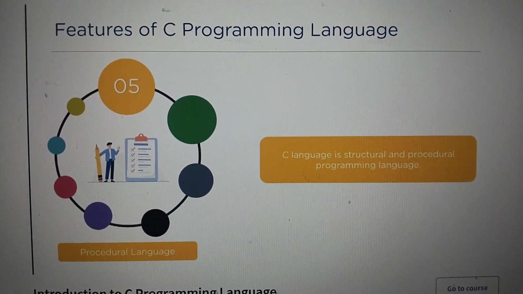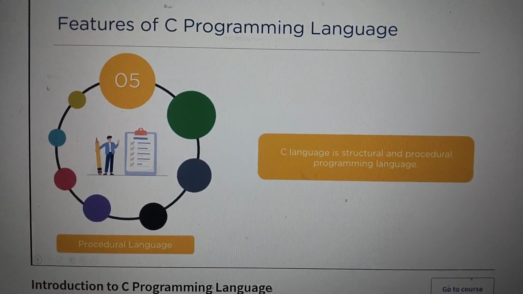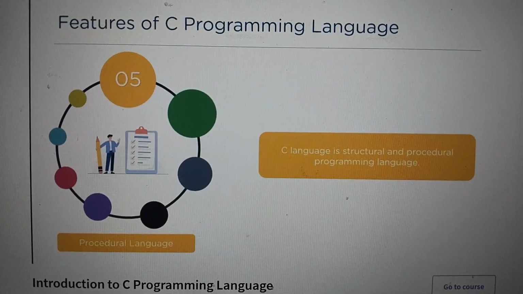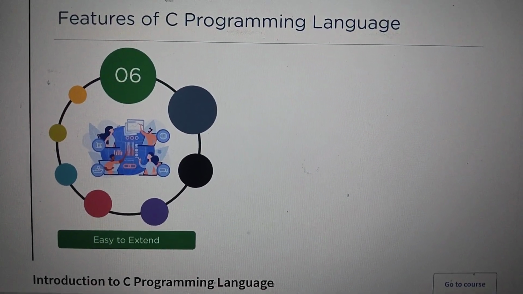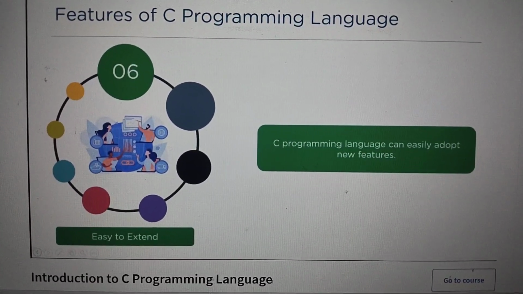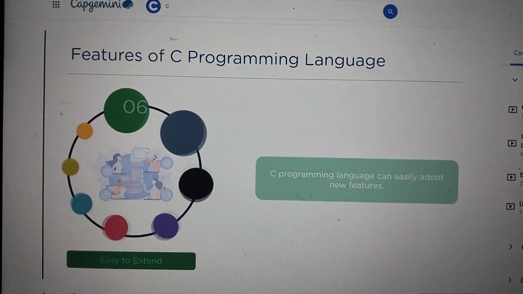Next, C follows the top-down approach to software development. Instead of classes and objects, a C program is divided into accessible smaller units called functions. The extendable nature of C allows developers to add additional functions to the C library, and also it quickly adapts to all the new features.